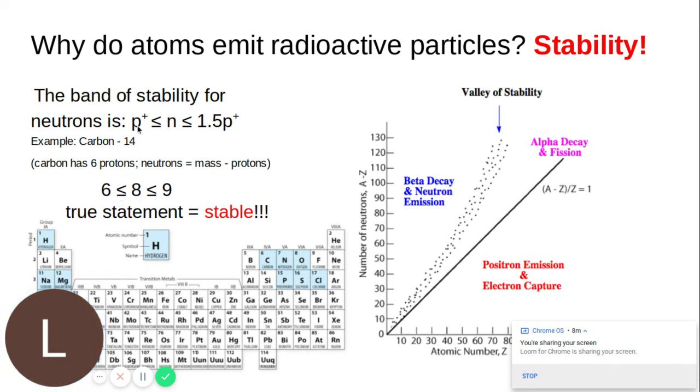So here I put a 6 for protons. I multiplied 6 by 1.5 and got 9. And then I did my formula to find the number of neutrons and I got 8. This statement is true, therefore it's stable. If I did this and I got 10 here, then that would be unstable. If I got 5 here, it would be unstable. So if this statement is not true, it's unstable. If it is true, it's stable. So that's how you can calculate if something is going to be stable or unstable based on the mass number.